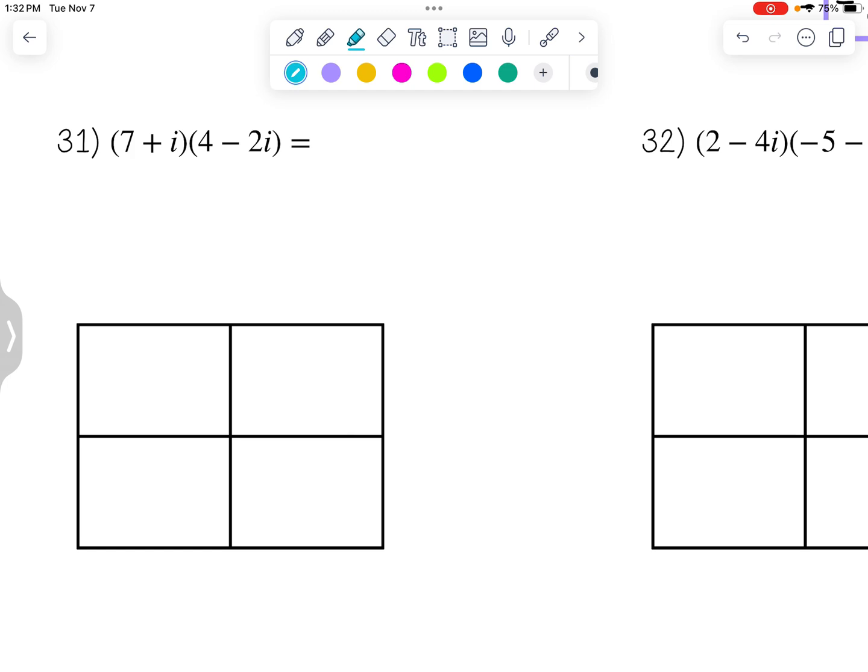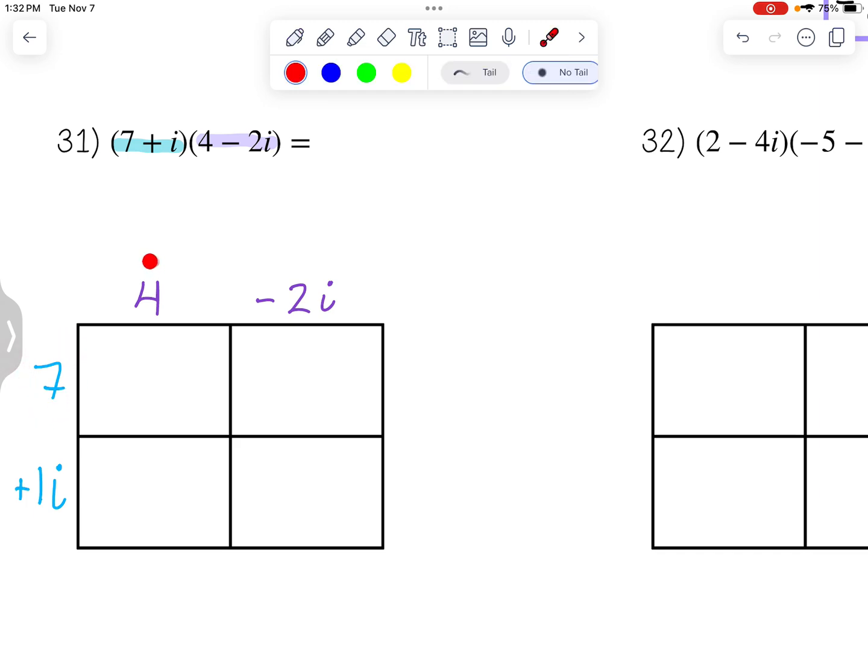So for the first one, right, I have 7 plus i. I'm going to put that along the side. 7 plus, I'm going to make it a 1i, right? I'm going to show that 1. Right, I also have 4 plus 2. Let's make that a different color. So 4 and then negative 2i. Right, and then we're just going to multiply anything that's touching on the sides of the two boxes.